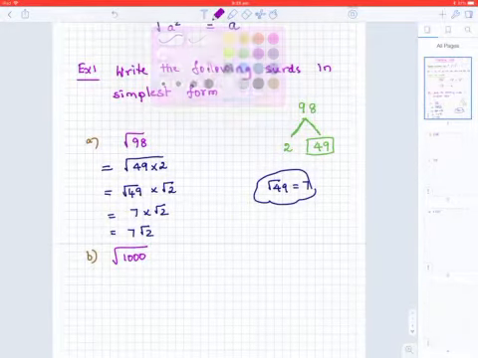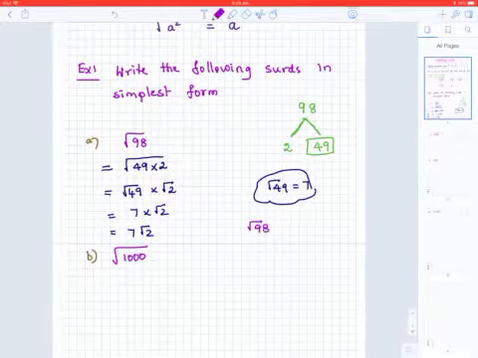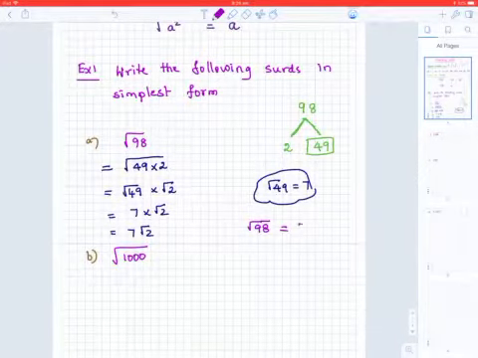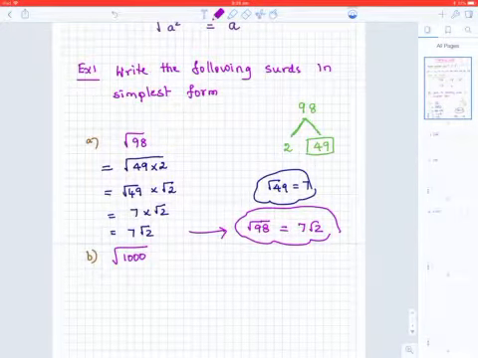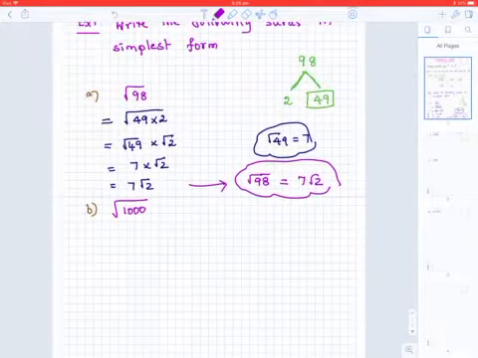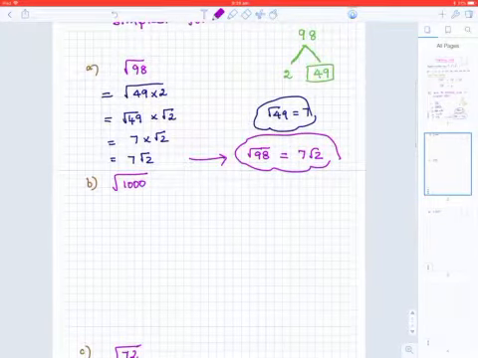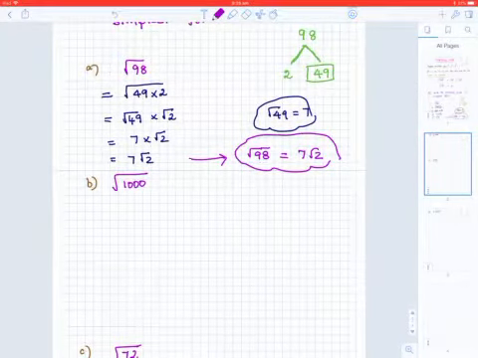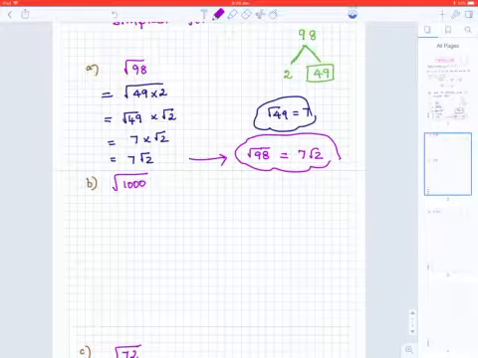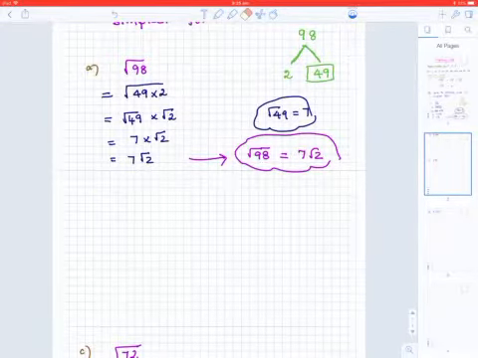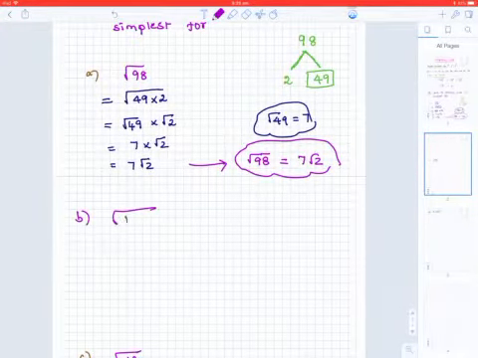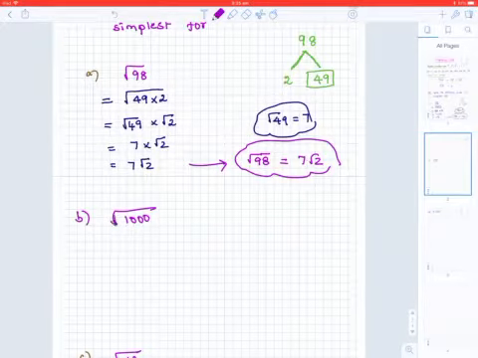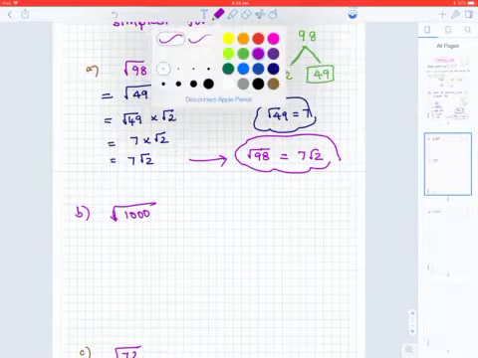So therefore your answer is: square root of 98 in simplest form is 7 root 2. So this is your final answer. Now same with square root of 1000, we are going to follow the same procedure. So I'm just going to rewrite the question a little below so that you have enough room. So your question is B equal to square root of 1000.